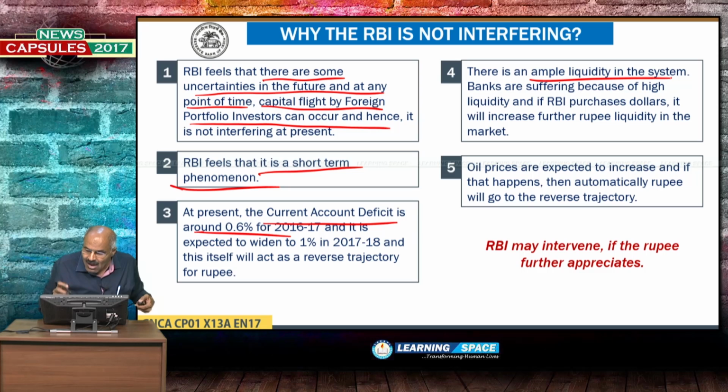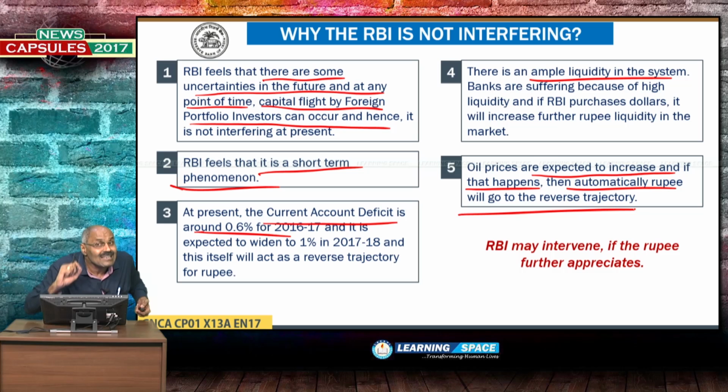Then another point is that oil prices are expected to increase, and if that happens, then automatically the rupee will go on the reverse trajectory. Because oil prices are expected to increase, our import bill will subsequently increase. Demand for dollars will increase because we depend on imports for 70 to 80% of our oil. So, because of these reasons, the RBI is not interfering, and the RBI may intervene if the rupee appreciates further.